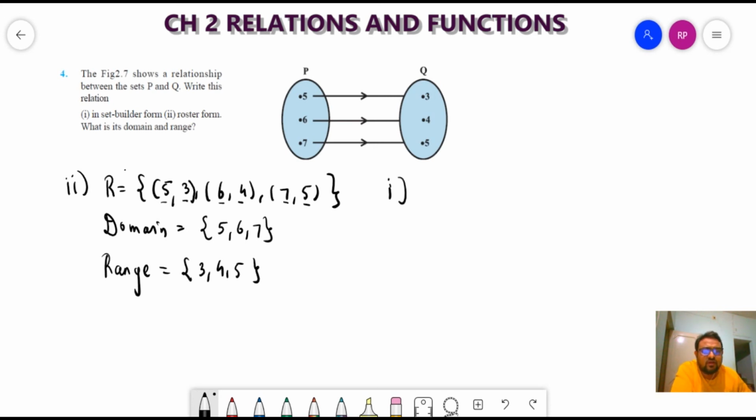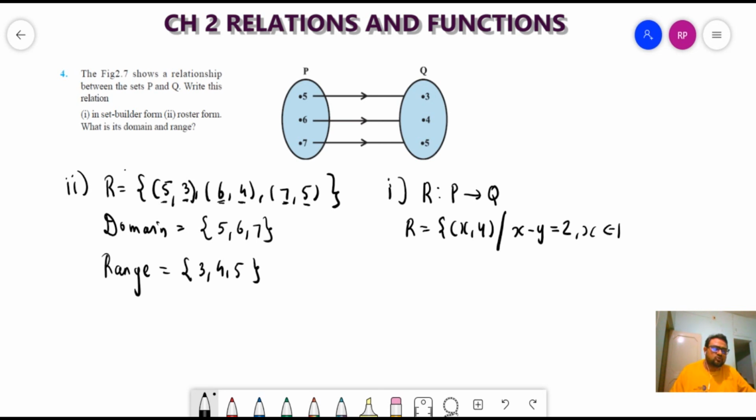Now the first one, in property method. The relation R is from P to Q, right? So R is equal to {(x, y)} such that, now see here, 5 minus 3 is 2, 6 minus 4 is 2, 7 minus 5 is 2. So I can write it such that x minus y is equal to 2, x belongs to P and y belongs to Q. Clear? So this is the set builder form. So note down question number 4.